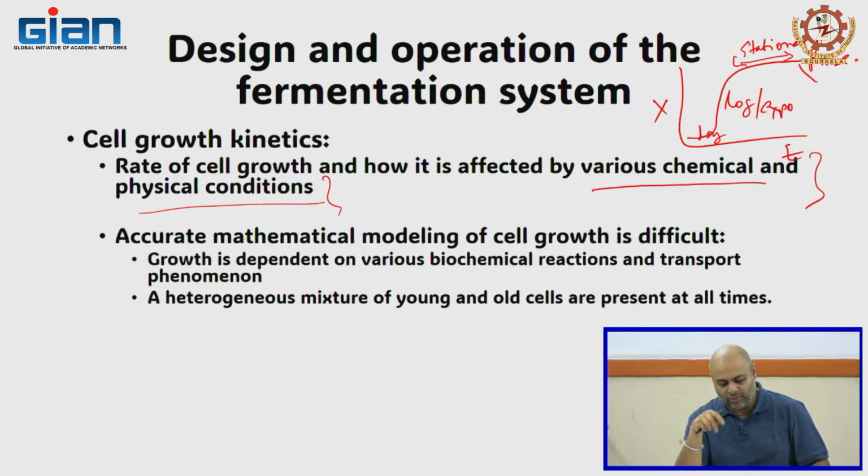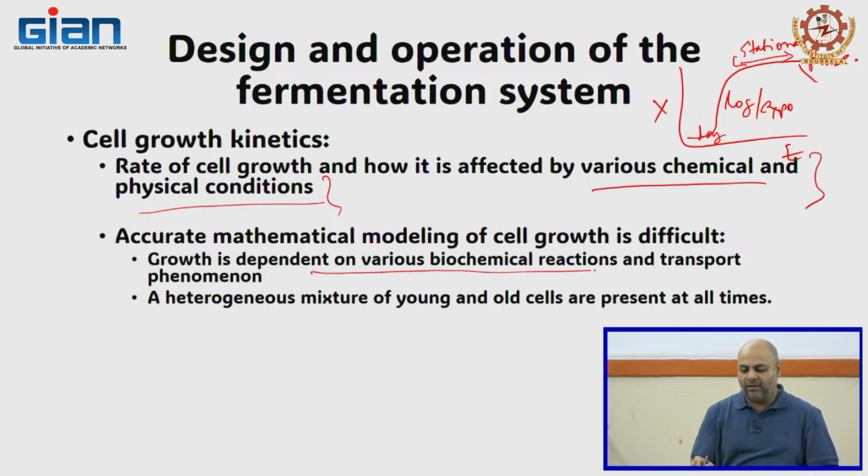Now, how do you accurately model this, mathematically model the cell growth? It is actually very, very difficult to do that, because the growth is dependent on various biochemical reactions and transport phenomena. So, let us say if your mixing is not proper and it is not able to get enough oxygen or the nutrients, the cell growth will vary at different parts of the reactor. If it is a batch reactor, it is changing at very different parts of the reactor. So, mathematically you have to assume that a completely homogeneous environment is maintained, there is no difference in the nutrient content on the top and the bottom.